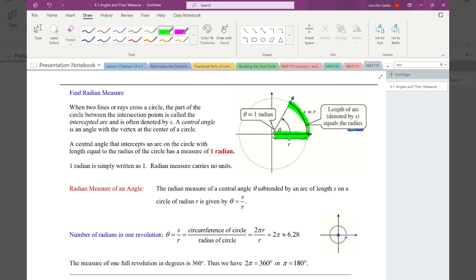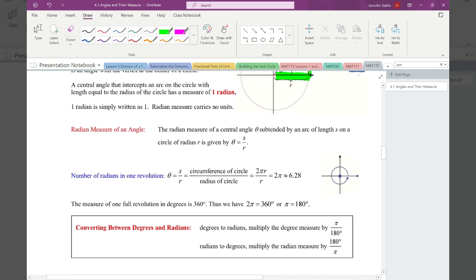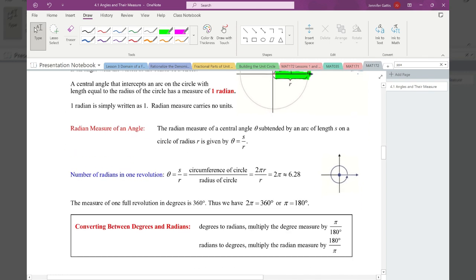So when we think about a radian, one full circle is equal to 2 pi radians, which is the same as our 360 degrees.